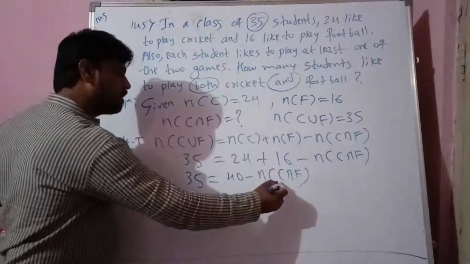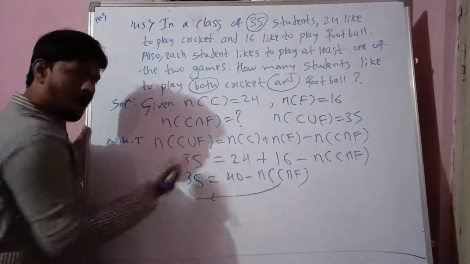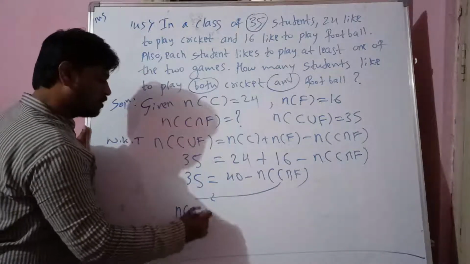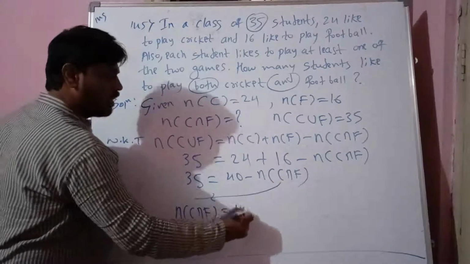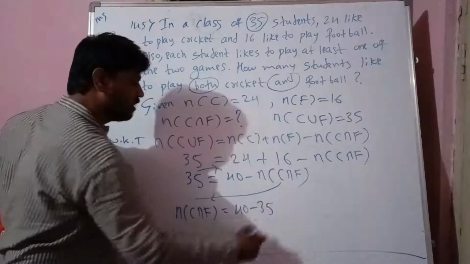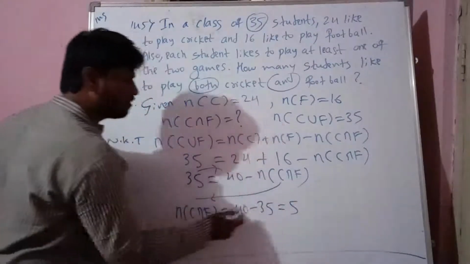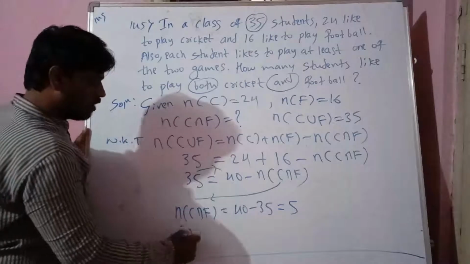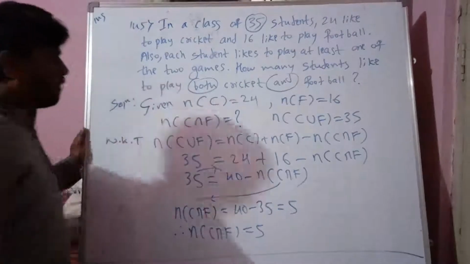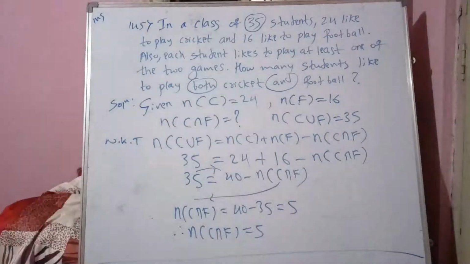You take minus n of C intersection F to the LHS, that becomes plus, means positive n of C intersection F. 40 as it is, you take 35 to the RHS, that becomes minus 35. The difference of these two is 5. That is our n of C intersection F. Means both will play cricket as well as football. 5 players are playing both cricket and football.